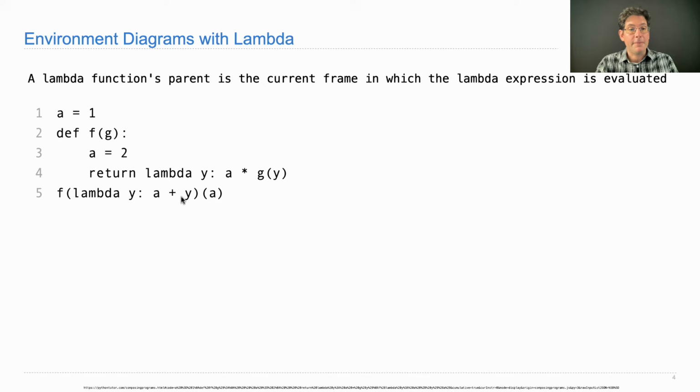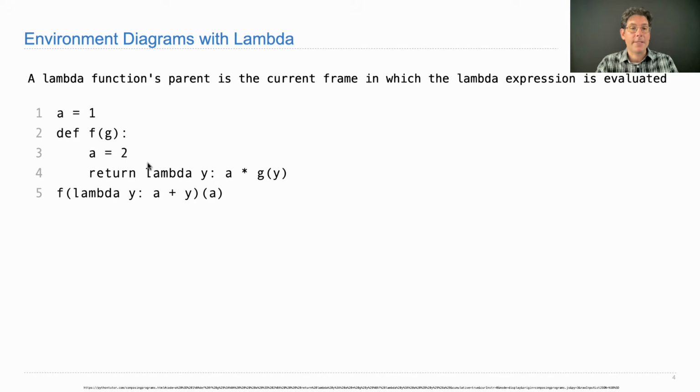This expression, lambda y: a plus y, is evaluated in the global frame. I know that because it's not part of the body of some function. Everything that is not indented at all is going to be evaluated in the global frame. So I know that this will create a function whose parent is global, and therefore a will be the global a, 1. The rest of this expression, where we call whatever is returned on a, is also part of a global expression, not part of the body of a function. And so this a is the global a as well.